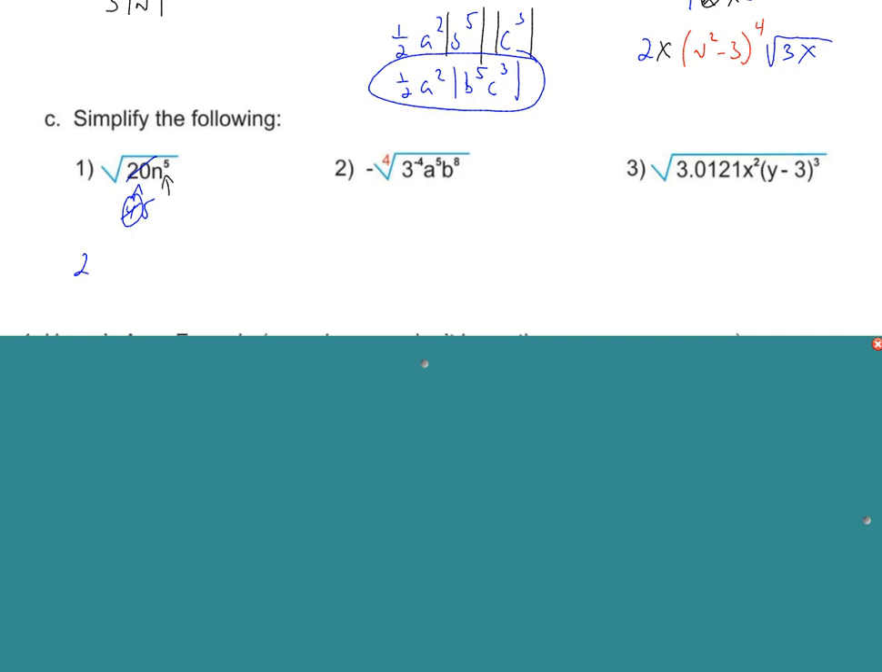Use a little color here. My n to the 5th. Again, I want a power that divides by 2. So 4 does. So I'm going to make n to the 5th, n to the 4th times n. Why? So I could divide this by 2. N to the 4th, the square root of n to the 4th is n squared. That's all I can do. Whatever else is still left in the radicand, I still have the 5, and I still have the n.